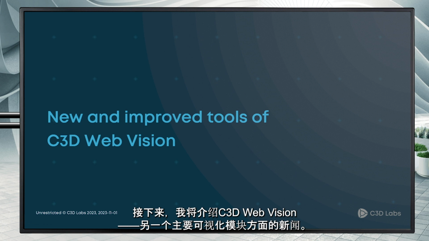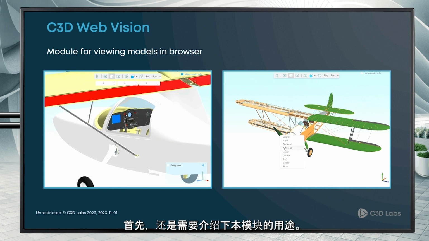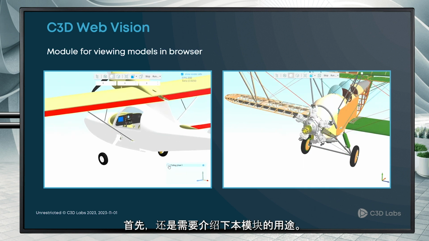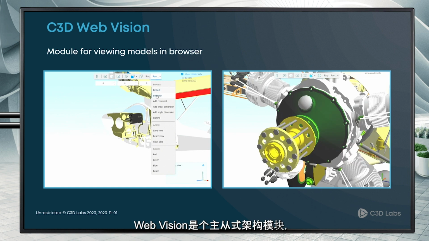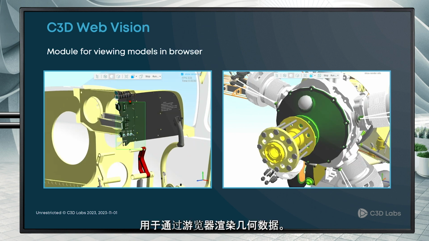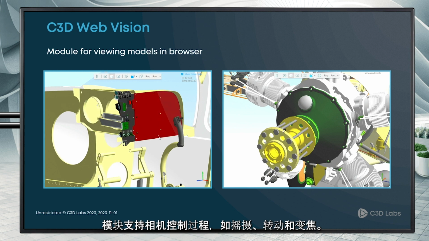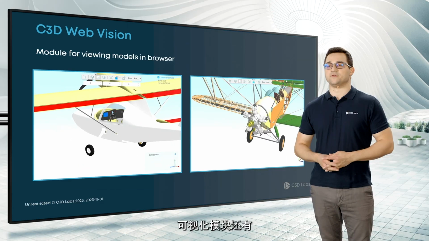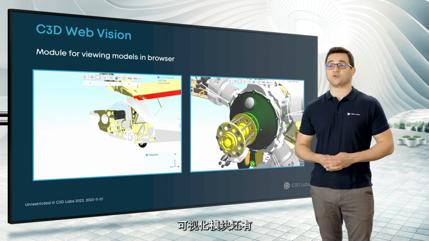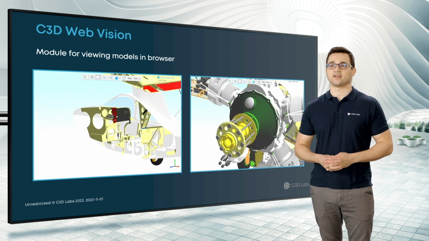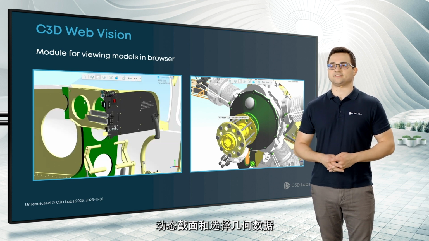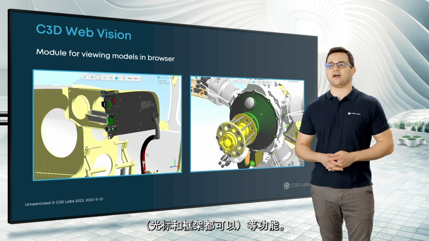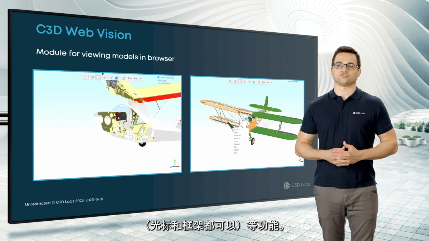Well, let me tell you about news on another main visualization module, C3D Web Vision. But firstly, it is also worth telling about the purpose of this component. So, Web Vision is a client-server module designed for rendering geometry in the browser. It provides camera control processes such as panning, rotating, zooming. What's more, the latter is available not only with the mouse, but with gestures on the touch screen. The visualization module also has functions to control visibility, run processes of dynamic section, and selecting geometry, both by simply picking under the cursor and by a frame, and any other functionality.